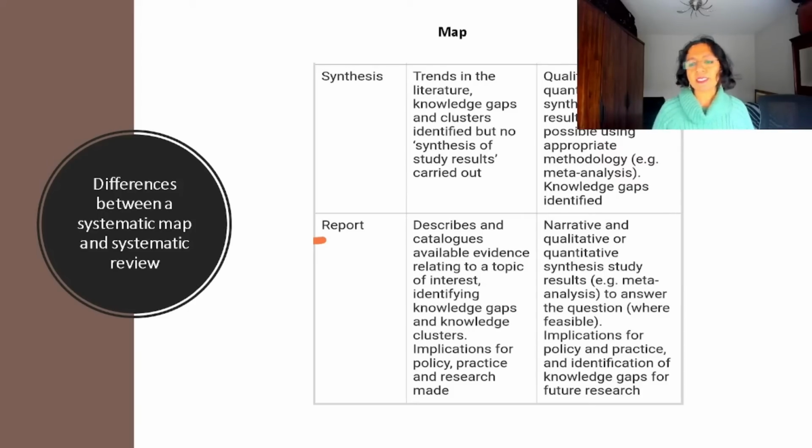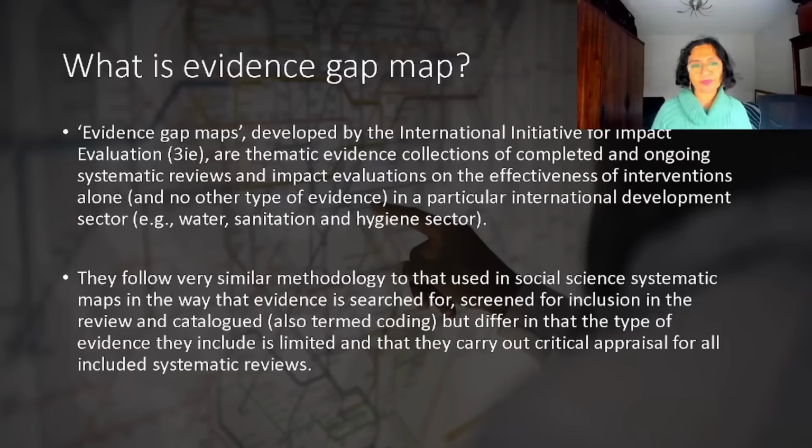But a systematic review is often written as a qualitative or quantitative or a mixed method type of synthesis, and the details of all the various sections are presented, including the implications for policy and practice and the recommendation gaps, etc.